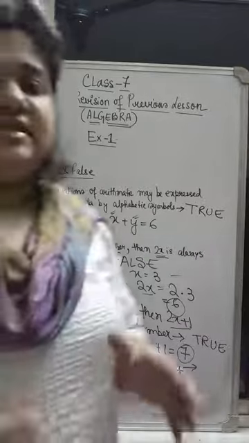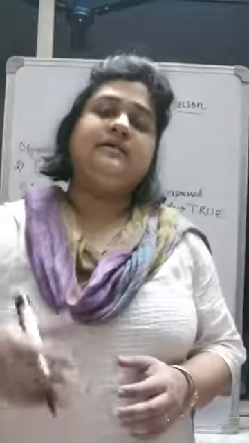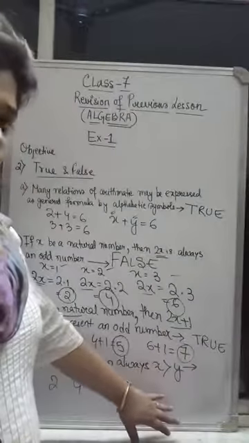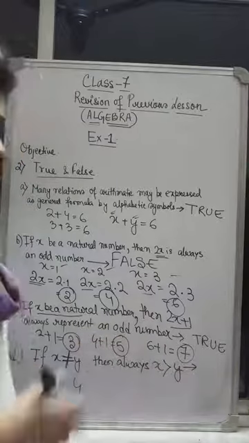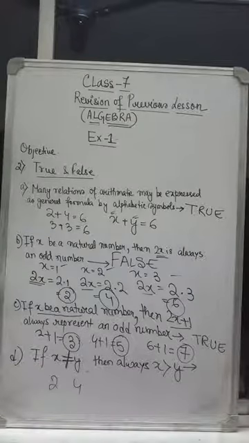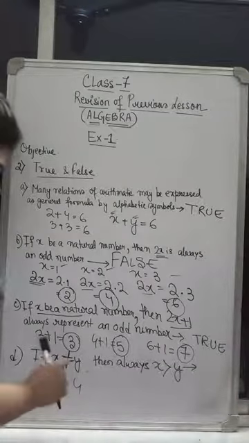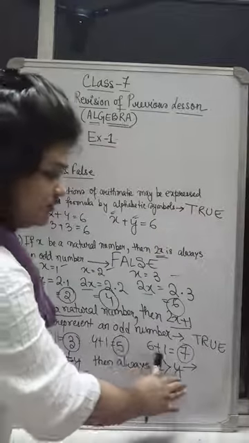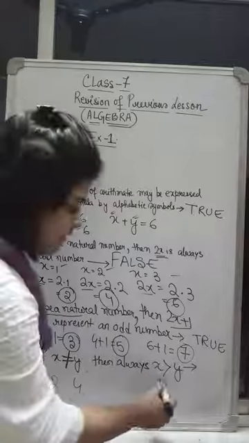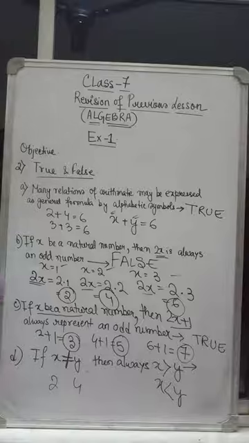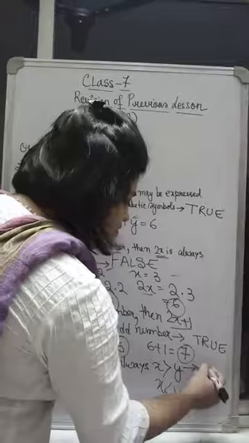Now not equal to means they are not the same, but the number can be greater than or less than. So x can be greater than y, or it can even be less than y. Then also they are not equal, the statement holds true. So whenever any two numbers are not equal, it does not mean that x will always be greater than y. It can also be that x is less than y. But in both cases, x and y are unequal. So this statement is false.